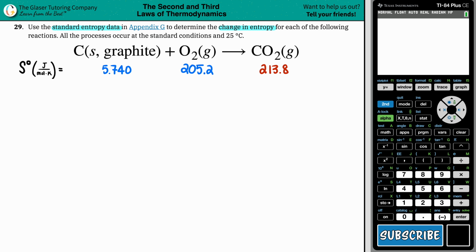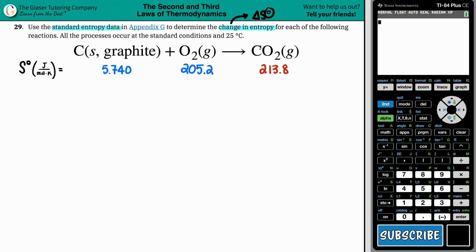Now, we want to find the change in the entropy. A change is always that delta, right? And entropy is always going to be a delta S. So S for entropy, change, delta, triangle. So we're just finding a delta S value. Now, they did tell us that we're using standard conditions. So that means that we're going to be finding delta S notch.